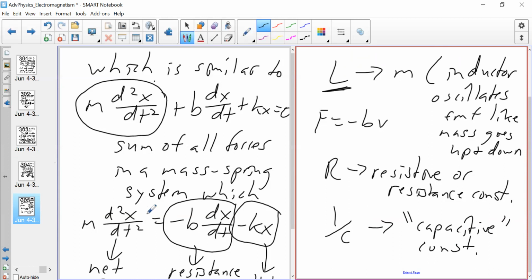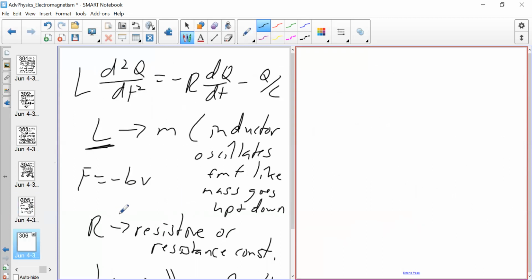And so how we solve this here, we never really did this back in mechanics, but what we're going to do today is what we would have done in mechanics with this RLC circuit. So let's go step by step on this thing.